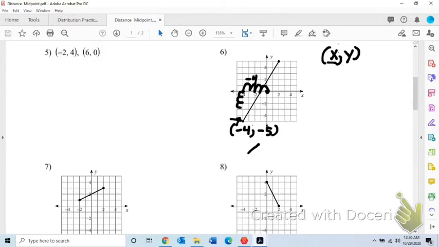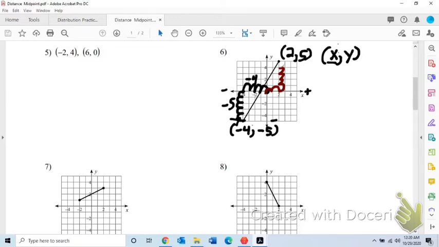1, 2, 3, 4, 5. Negative 5. So this is plus, this is minus, this is plus, this is minus. So left, right, right is plus, left is minus, up, down, up is positive, down is negative. So when we repeat that with the other one, we go over 2, up 1, 2, 3, 4, 5. So it gives us the point 2, 5.